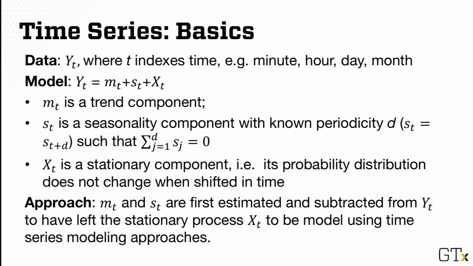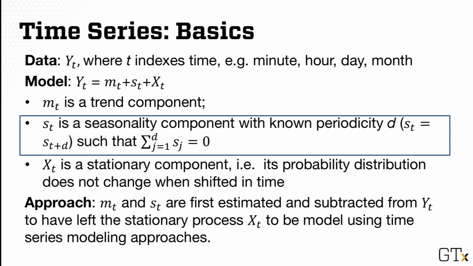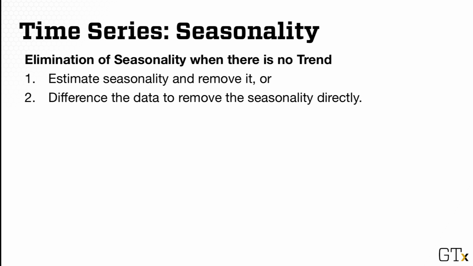Most classic time series models assume that the time series process is stationary, and thus we need to first estimate the trend and the seasonality components, subtract them from the time series Y_t, then further model X_t. In this lesson, I'll describe common approaches for dealing with the seasonal component. Not all time series have a trend, but for those which do, we'll need to correctly account for seasonality.